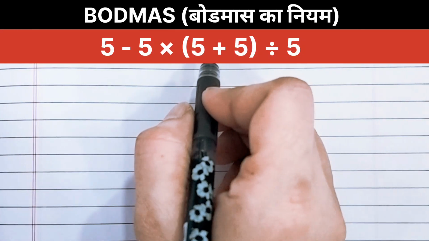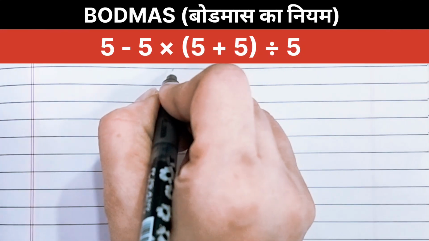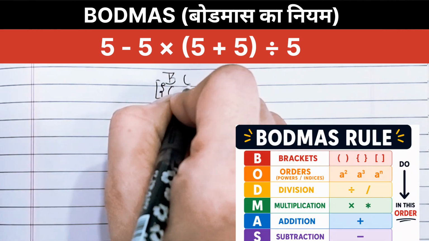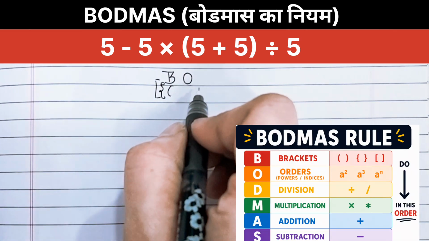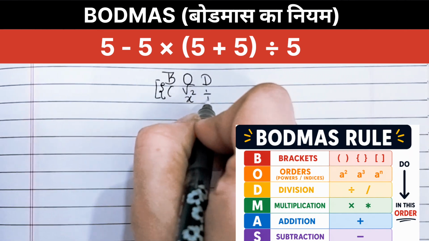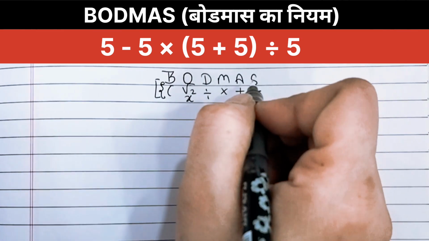Friends, according to this expression, we must follow the BODMAS rule, which dictates the correct order of operation. First, we solve brackets: small bracket, curly bracket, then square bracket. O stands for "of", which we convert into multiplication. We solve roots and exponents. D stands for division, M stands for multiplication, A stands for addition, S stands for subtraction.